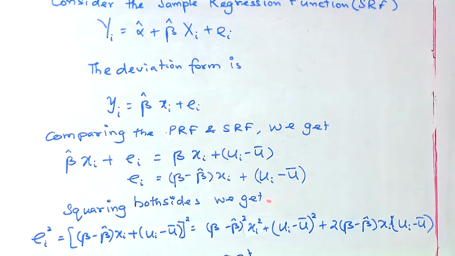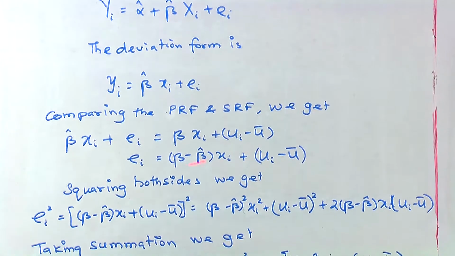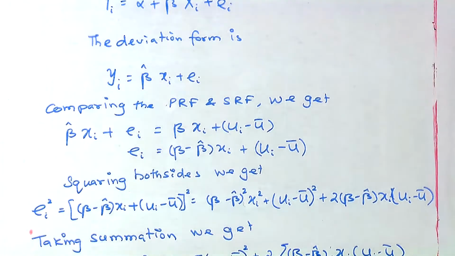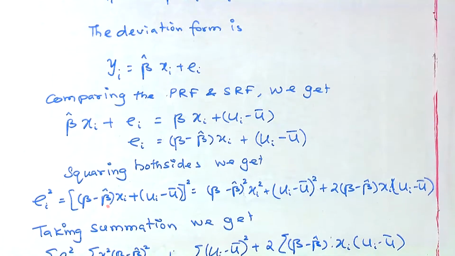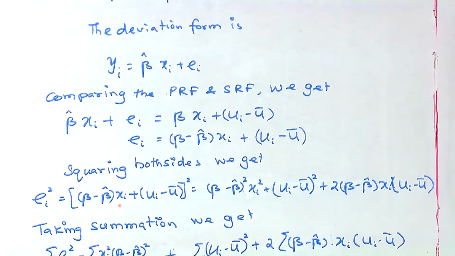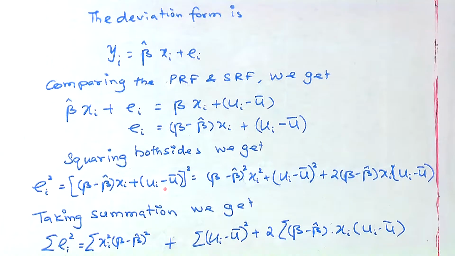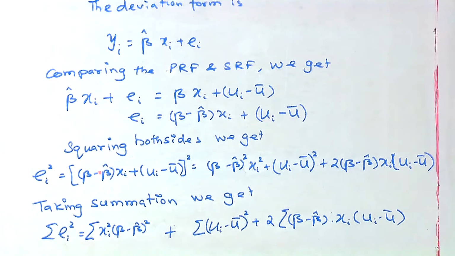Squaring both sides, we are squaring this thing on both sides. We get ei square is equal to beta minus beta hat small xi plus ui minus u bar, the whole square.